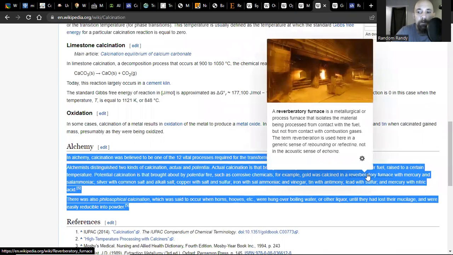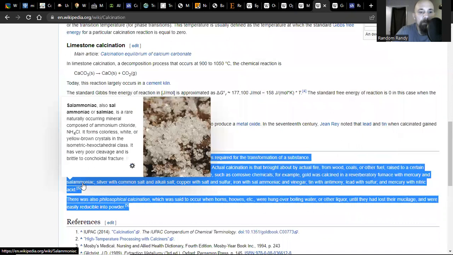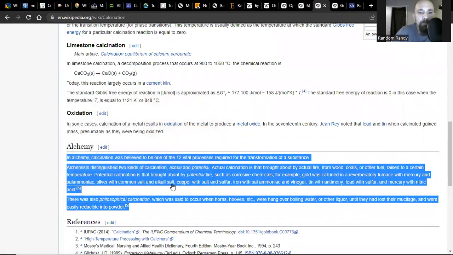See what that is there? With mercury and sal ammoniac, ammonium chloride. Okay. Silver with common salt and alkali salt, copper with salt and sulfur, iron with salt, and mercury with nitric acid. You see all of these components that are used in the extraction of gold, right? And then we turn around and start to extract all this stuff back out again.